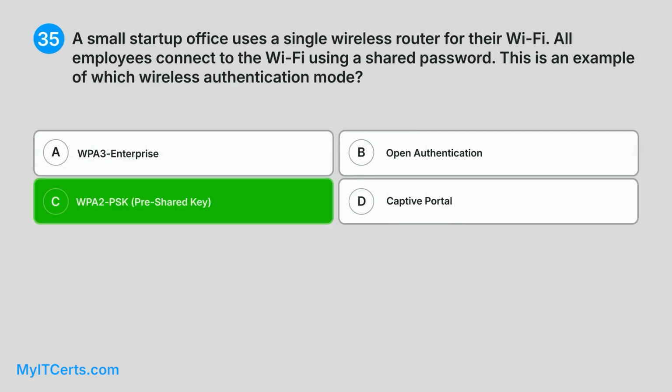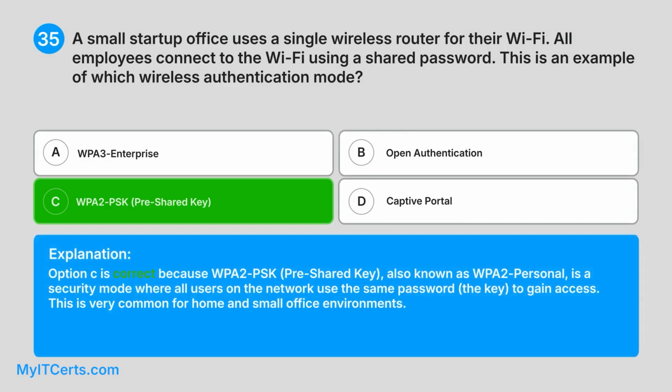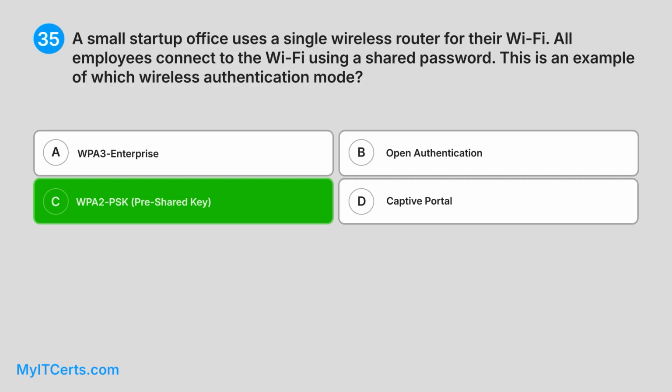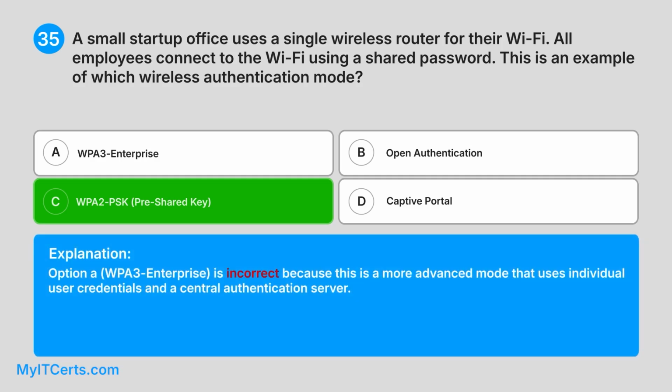Correct answer, C. WPA2 PSK, Pre-Shared Key. Explanation. Option C is correct because WPA2 PSK, Pre-Shared Key, also known as WPA2 Personal, is a security mode where all users on the network use the same password, the key, to gain access. This is very common for home and small office environments. Option A, WPA3 Enterprise, is incorrect because this is a more advanced mode that uses individual user credentials and a central authentication server.